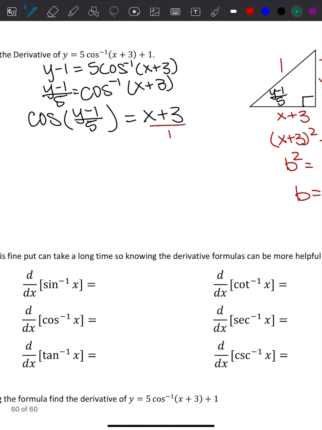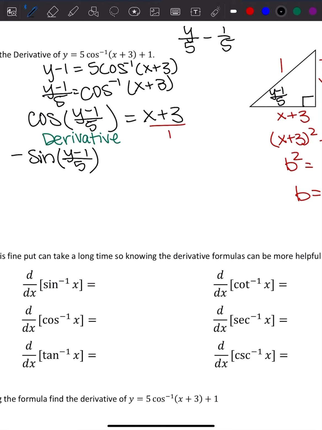Okay, so now we take our derivative. The derivative of cosine is negative sine, and we keep our inside the same. Okay, we need to take the derivative of the inside. So (y minus 1) divided by 5 is the same thing as saying y over 5 minus 1 over 5. The 1/5 is going to go away. Y divided by 5 is the same thing as saying 1/5 y, so we need to multiply this by our coefficient of 1/5.